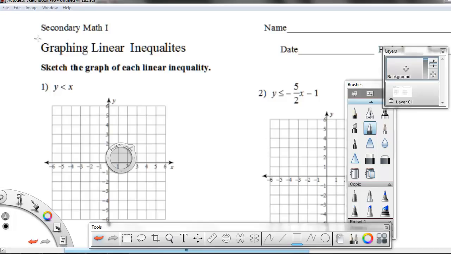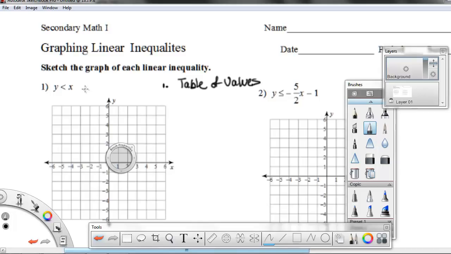In this video, we're going to learn how to graph linear inequalities. It's very similar to graphing equations. We start by making a table of x and y values. If you look at our inequality, it's y is less than x.